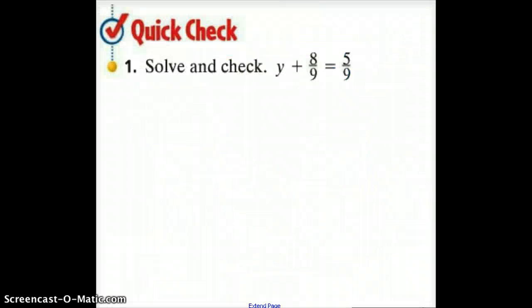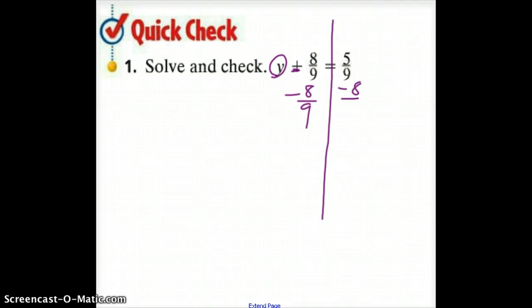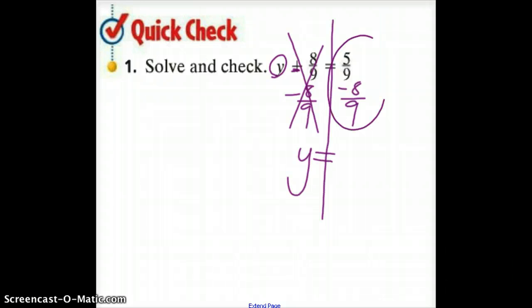All right, let's do one more problem together. y plus 8/9 equals 5/9. I want y all by itself. To undo this addition, I'm going to subtract 8/9. What I do to one side, do to the other. This cancels out. I'm left with just my y. And I have a subtraction problem with fractions.